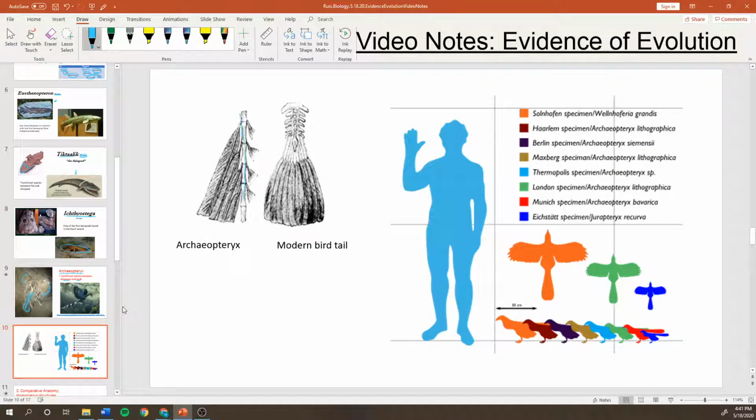So here is the difference, right? These long tails like this, where the feathers come out laterally on Archaeopteryx, versus a modern bird where we have the tailbone here and the feathers coming out the end.